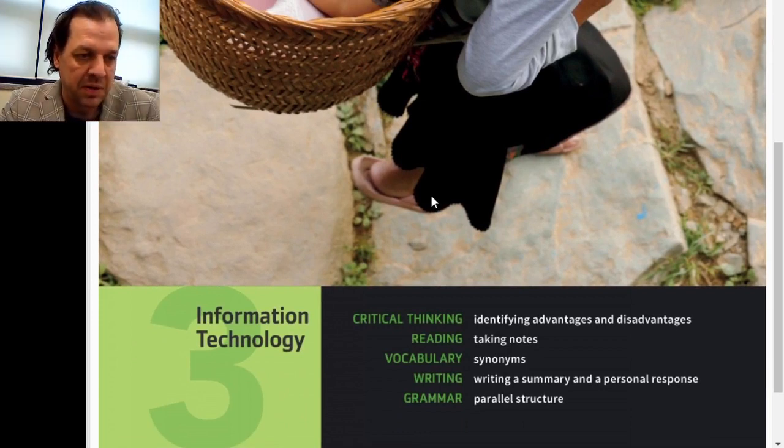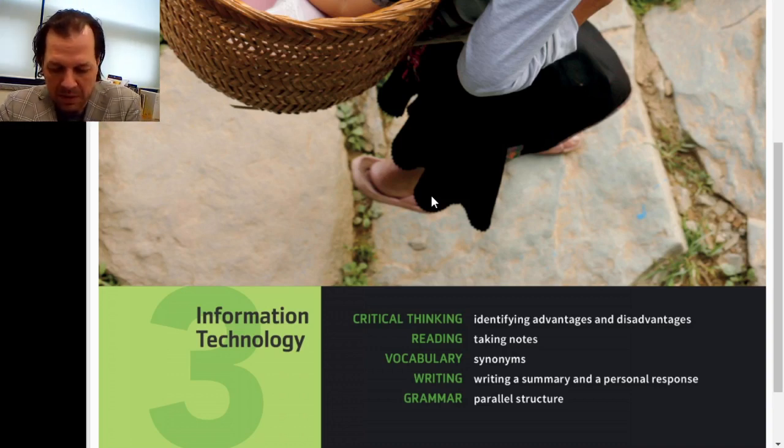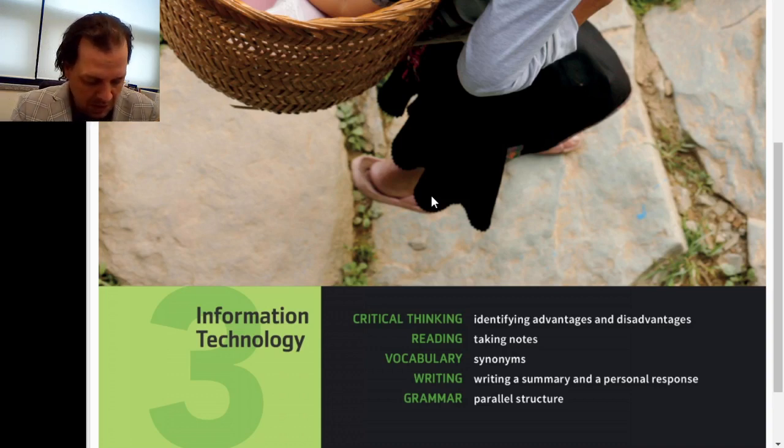Unit 3 is called Information Technology, and we'll be looking at identifying advantages and disadvantages. Another thing we'll be discussing is taking notes, as in our reading section. Vocabulary covers some synonyms, which are similar words with similar meanings. And there's a writing section which includes a summary and personal response paragraph probably, and a grammar section that explains parallel structures.